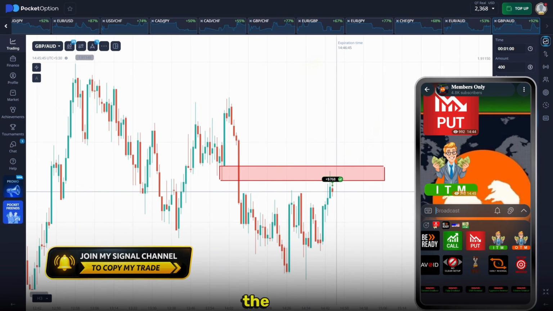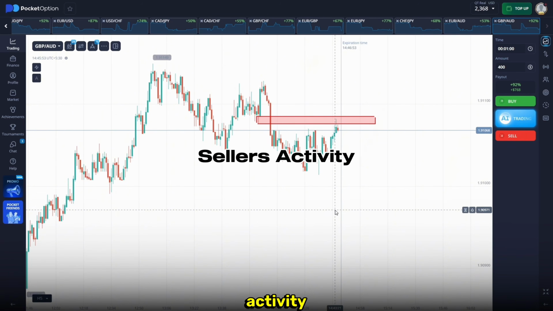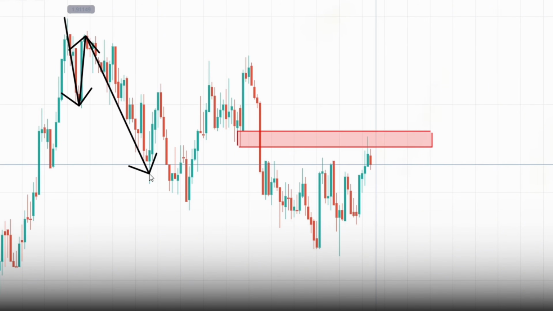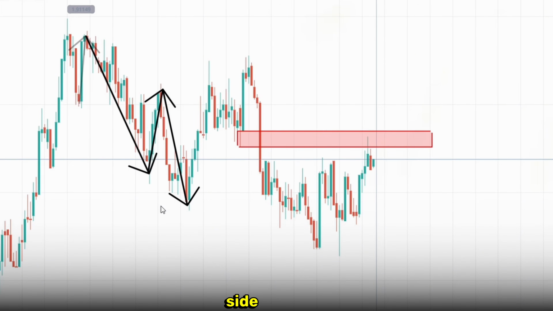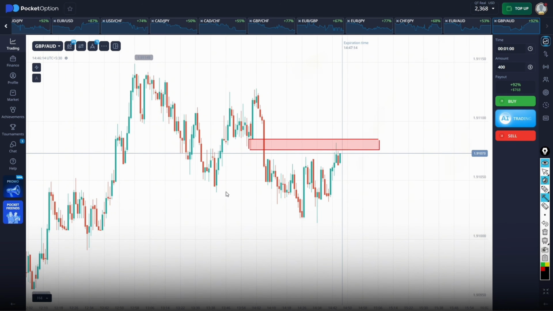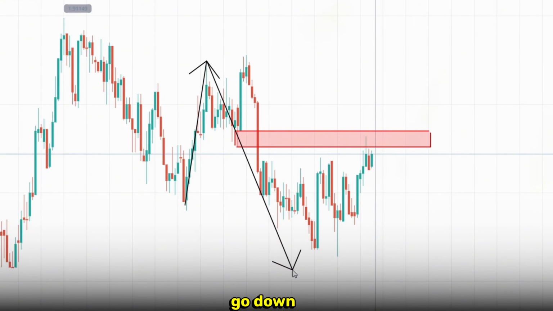Let's understand the logic behind this trade. It's a simple trading setup. To understand the logic, we have to focus on the sellers' activity here. As you can see, price started showing a downtrend here. So we have to focus on the selling side because the direction of the market decides where we are expecting a reversal. In this case, when price was going up, it was actually a retracement phase, and after the retracement phase we can expect that price will go down for a run.